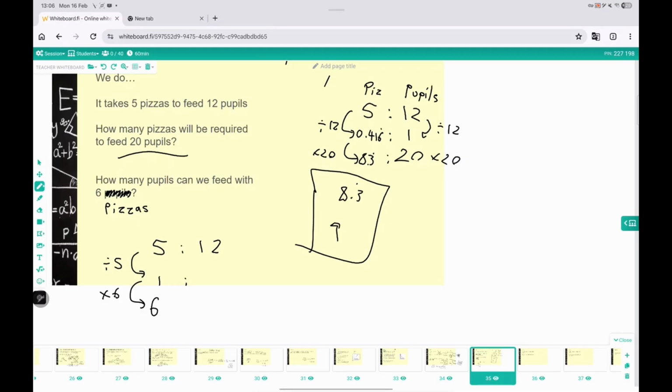So 12 divided by 5, 2.4. Okay, and 2.4 times 6, 14.4. Again, I'm aware that some of you may want to say, well, that's actually only 14 pupils. If we've not fully fed the 15th pupil, then it's only 14. But I will accept that 6 pizzas will feed 14 pupils or 14.4. Happy for you to keep it decimal.